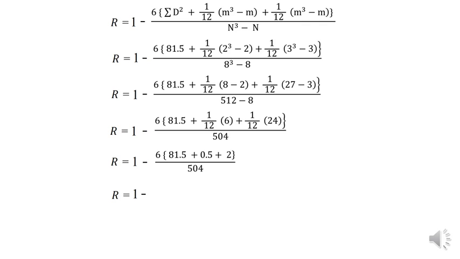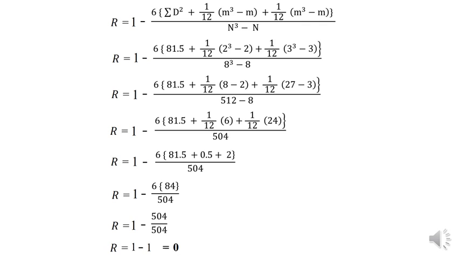Simplifying this, we get 6 into 84 divided by 504. Simplify that one also. R equals 1 minus 6 into 84, which means 504, divided by 504. So R equals 1 minus 504 divided by 504, which means 1 itself, equals 0.